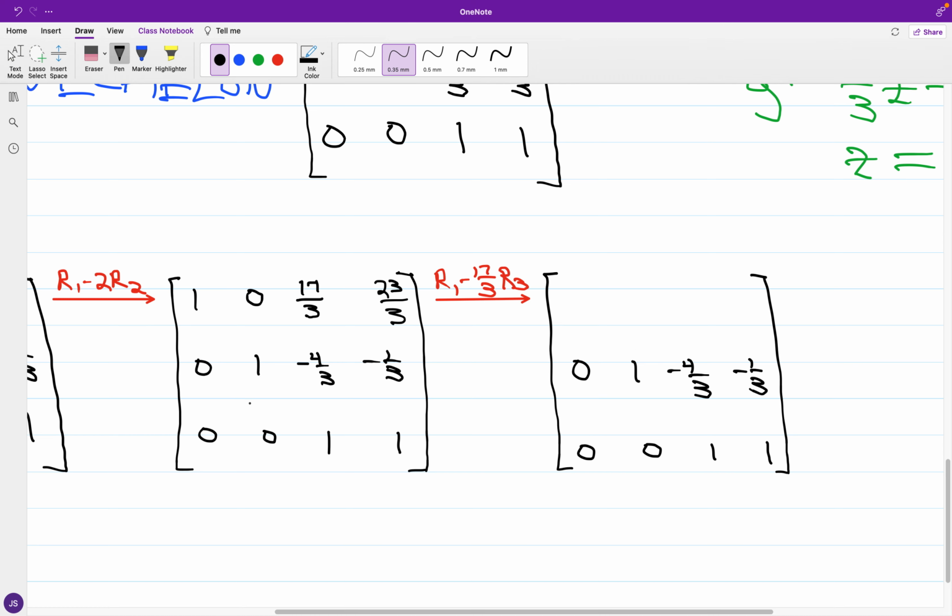Just looking at what we have now. You have 1 minus 0 is 1. You have 0 minus 0 is 0. 17 thirds minus 17 thirds, that is going to be 0. Now 23 thirds minus 17 thirds times 1, that'll be 23 thirds minus 17 thirds, which will be 6 thirds, and that is going to go to 2.